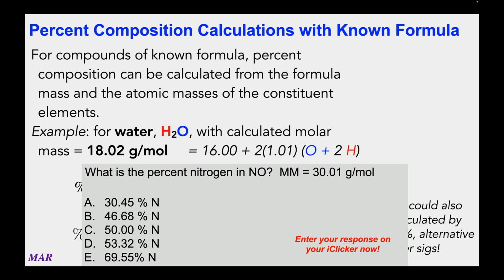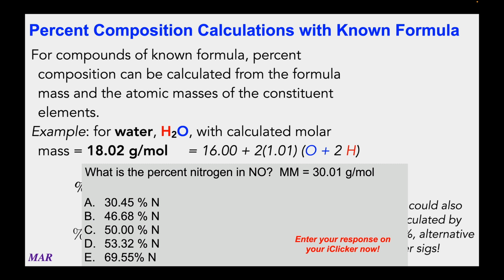This is a question you might see. It says, what is the percent nitrogen in nitrogen monoxide? And MM stands for molar mass. NO is about 30.01 grams per mole. So the nitrogen, there's 1 N in NO. Nitrogen is 14.01 grams per mole. So the percent nitrogen in this case would be 1 nitrogen divided by the molar mass of the whole thing times 100%. Mathematically, that would be 14.01 on top.